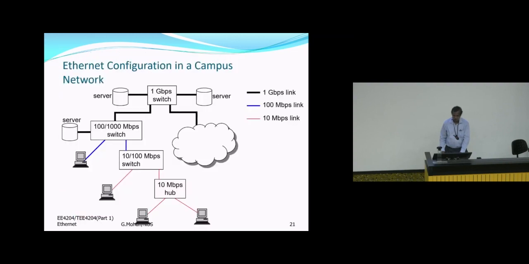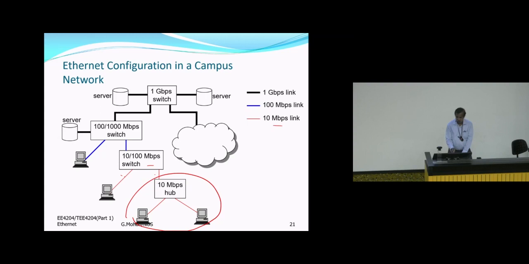This is the last slide we discussed today. This shows a typical configuration in a campus. Of course, it's a simplified configuration. At the lowest level, we can have Ethernet hub. Nowadays, I don't think we dominantly use the bus-based Ethernet. So hubs can be used at the lowest level. And at the next level, we can use switch which supports, let's say, 100 Mbps. And these colored lines represent different capacity or different data rates, 10 Mbps, 100 Mbps, 1 Gbps.